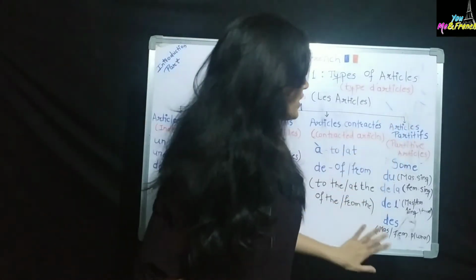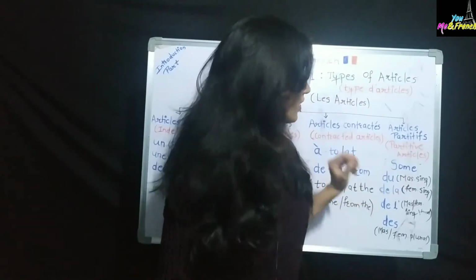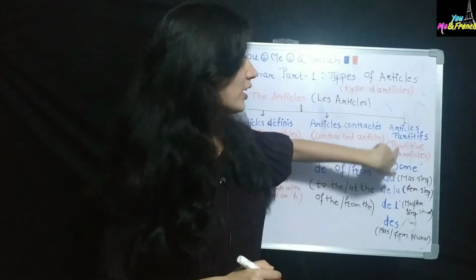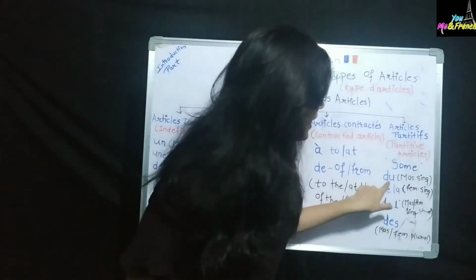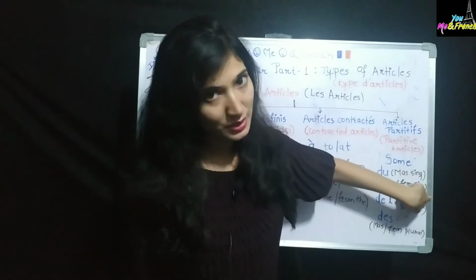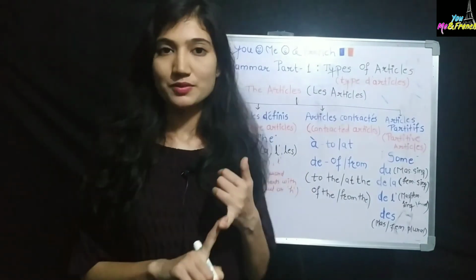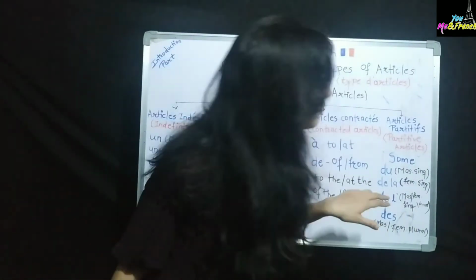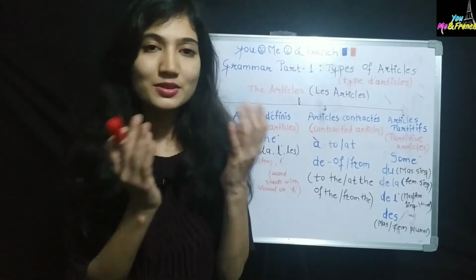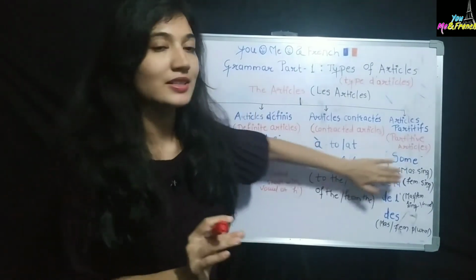Then the last one is article partitif, meaning partitive articles. What does it include? Some. How do we represent some in the partitive article? We have du for masculine singular, de la for feminine singular, de l' for words that start with a vowel or H, and des for masculine or feminine plural. I understand you will not understand so much. I just wanted you to learn these names and what they represent in article form.